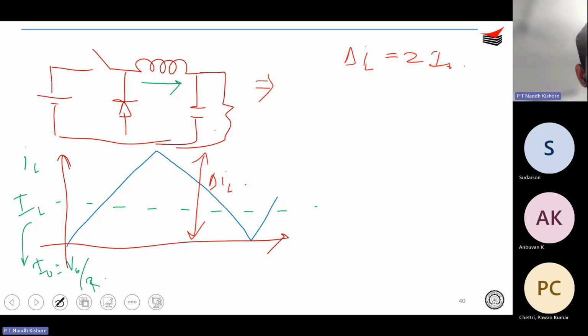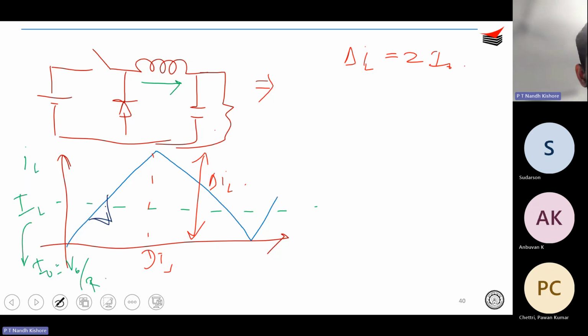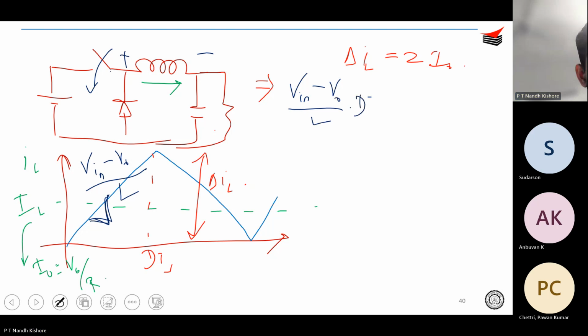What is delta IL? This is your DTs. You of course know this slope, right? What is the slope? It is the voltage across the inductor. When the switch is closed, the voltage across the inductor is V in minus V naught, right? So the slope is V in minus V naught by L. Therefore, delta IL is going to be the slope into time, right? So V in minus V naught by L into dTs is equal to 2 times V naught over R.